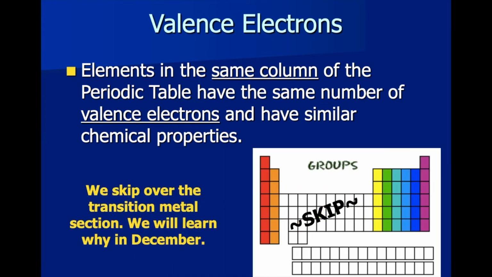Elements in the same column of the periodic table have the same number of valence electrons and have similar chemical properties. We're going to skip over the transition metals right now and only focus on columns 1, 2, and then 13 through 18. We're going to learn more about why we skip these in December.